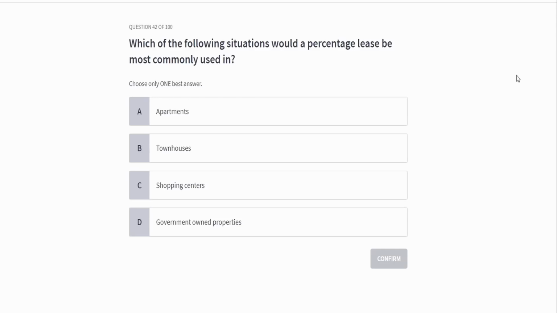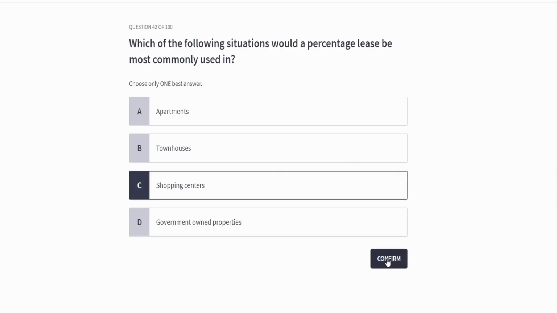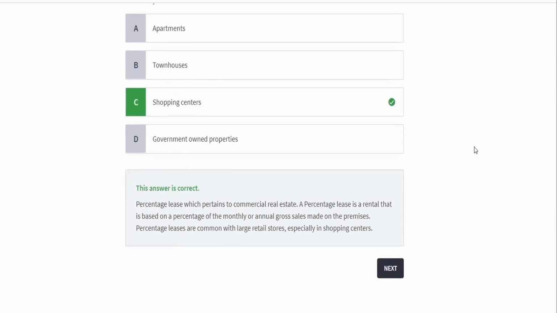All right, so when we're discussing percentage leases, what are we talking about? What are we thinking about? What property? What situations? Well, that's going to be C, shopping centers. So a percentage lease pertains to commercial real estate. That's what we need to think about when we're looking at percentage leases.